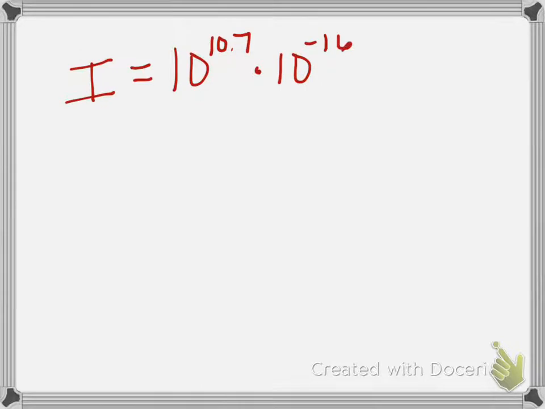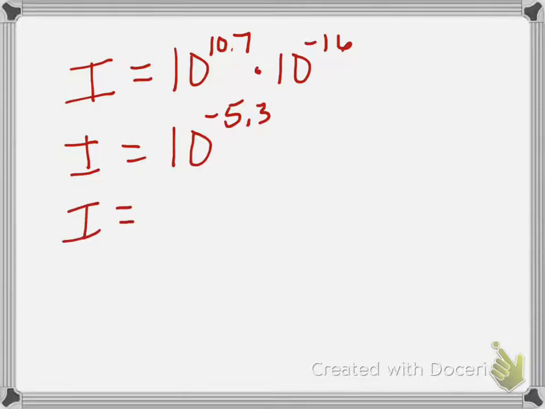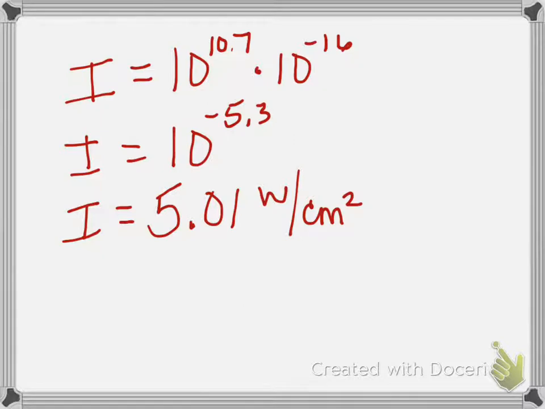I'm just going to move over a slide here. So we had I equals 10 to the 10.7 times 10 to the negative 16. Adding those two together gives me 10 to the negative 5.3 power, and that's using our product property of exponents. Then actually calculating that with the calculator, we get that I is equal to about 5.01 watts per centimeter squared.